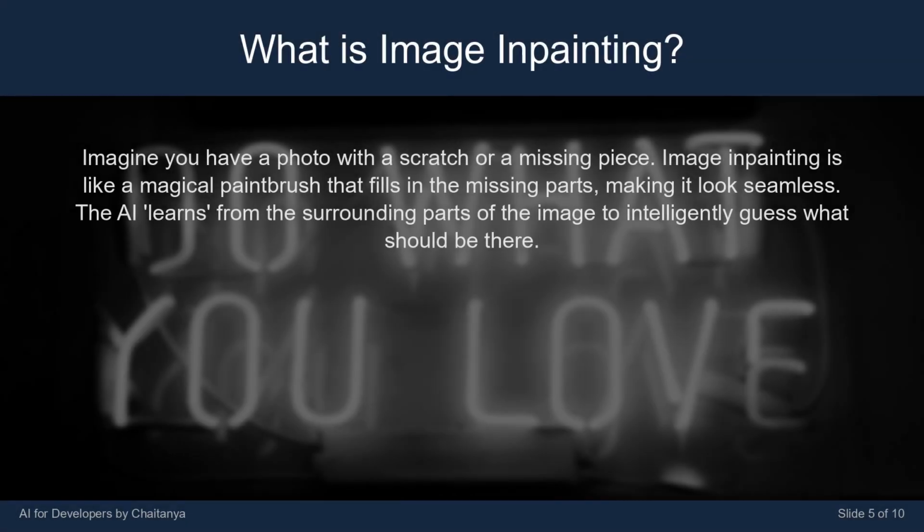Imagine you have a photo with a scratch or a missing piece. Image inpainting is like a magical paintbrush that fills in the missing parts, making it look seamless. The AI learns from the surrounding parts of the image to intelligently guess what should be there.